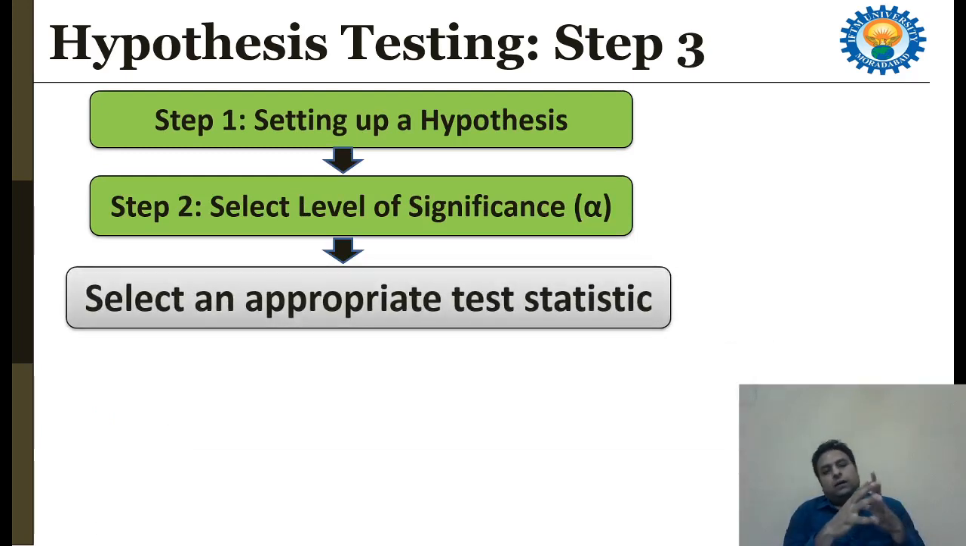In the third step, we have to define the appropriate test statistic. Before we try to define this test statistic, we must know whether the test is a one-tailed test or a two-tailed test. So please be specific, because in this one-tail or two-tail context, the alpha value should be either alpha or alpha by 2. We have alpha in the one-tail test and alpha by 2 in the two-tail test.